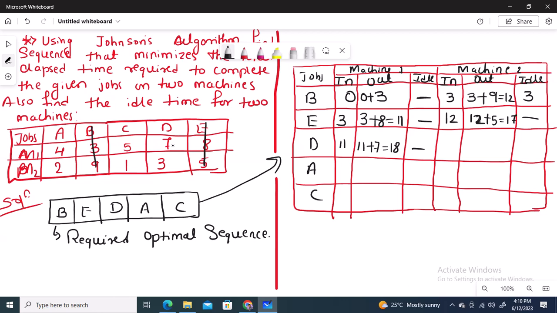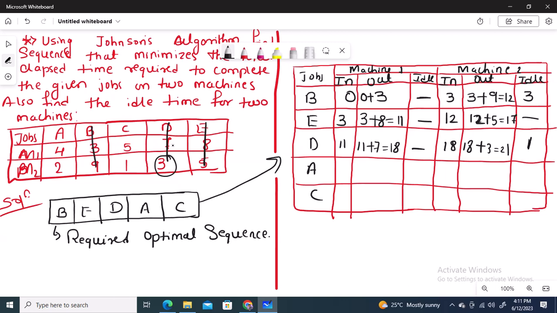Till this job D is completed by machine 1, it has to wait. Its closing time is 17, but the closing time of machine 1 is 18. So machine 2 has to start after 18 only. But its closing time was 17 hours. Means 1 hour this machine 2 has to wait. That is the reason the idle time for machine 2 is 1 hour. So 18 plus how much? 3. 21. Once we have written it, scratch out.